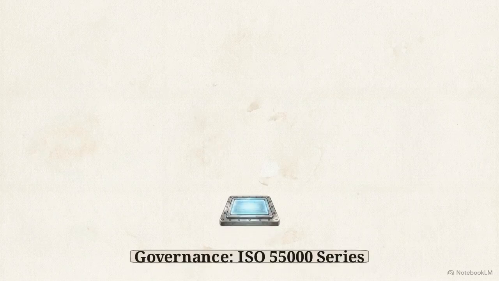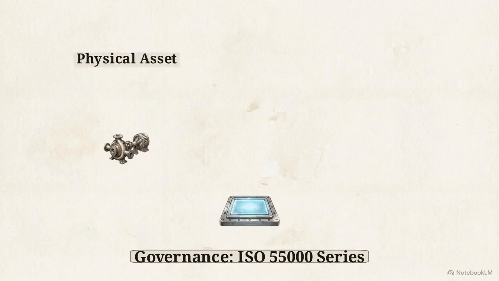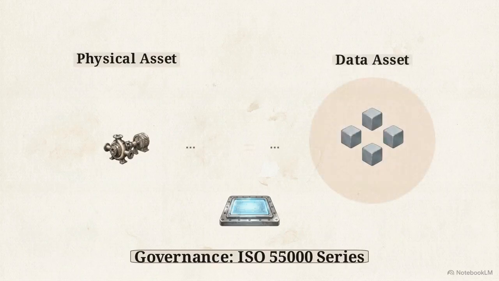We start at the foundation: governance. The ISO 55000 series defines the core principles of asset management. It demands a shift in the organizational mental model. The physical pump is an asset, but its curated failure history dataset is a managed asset of equal value.